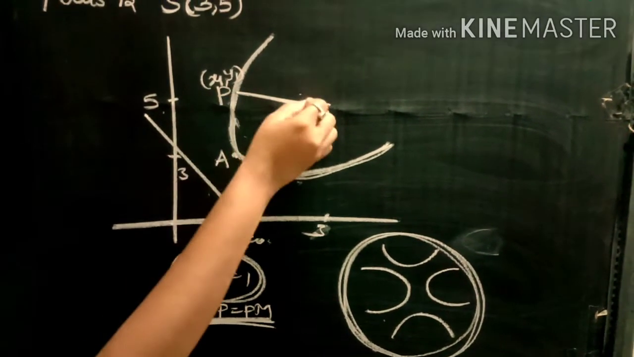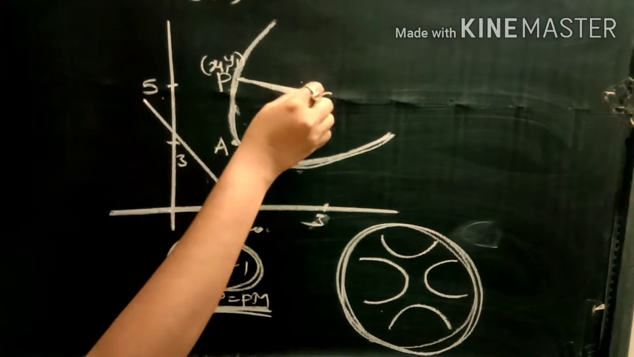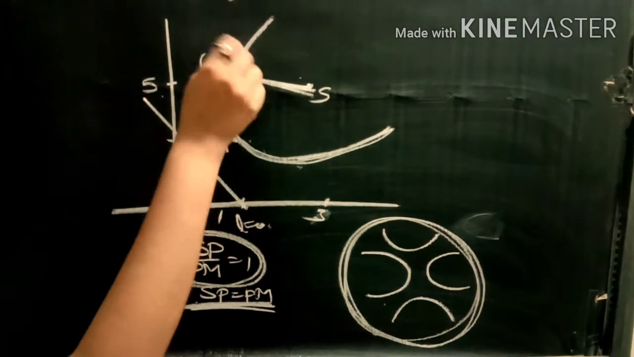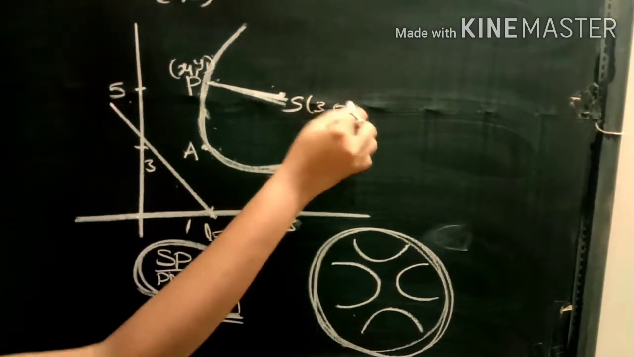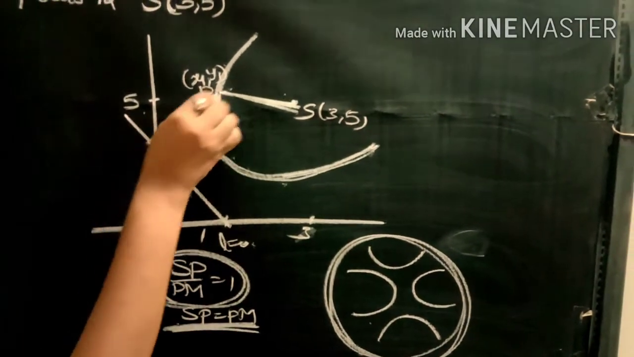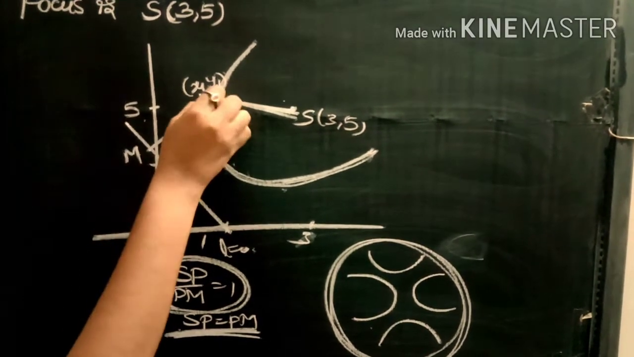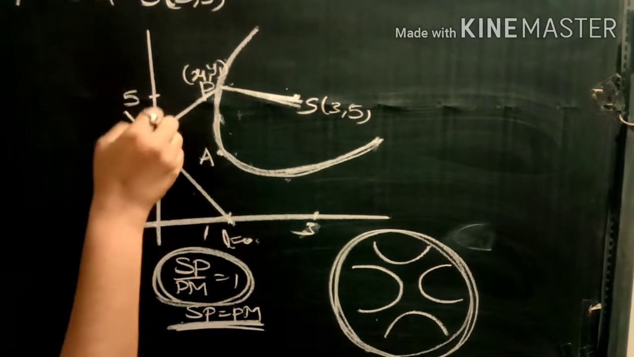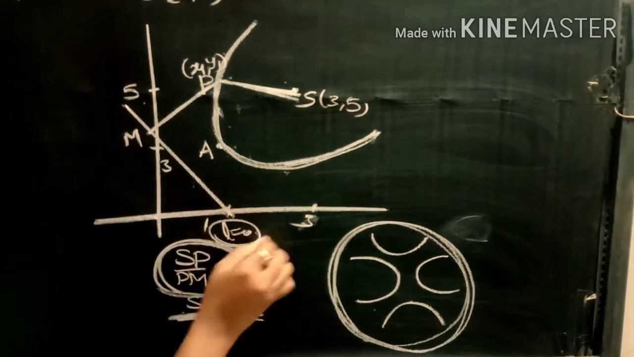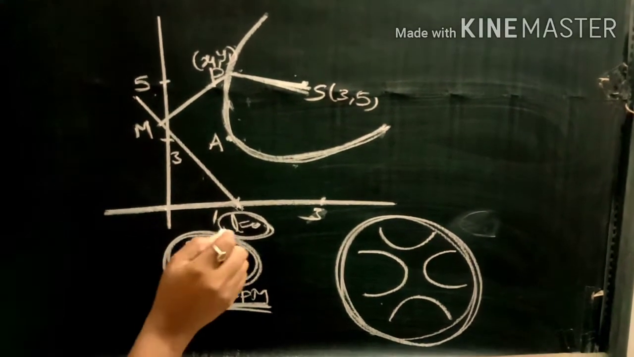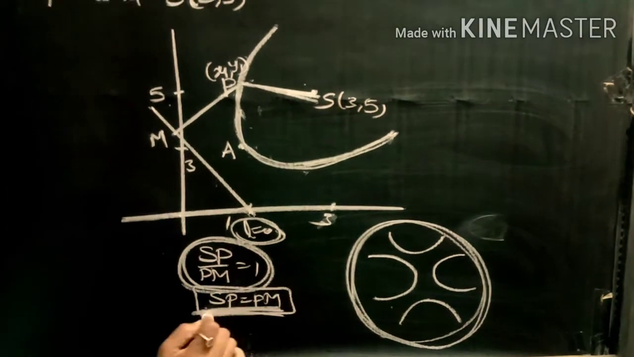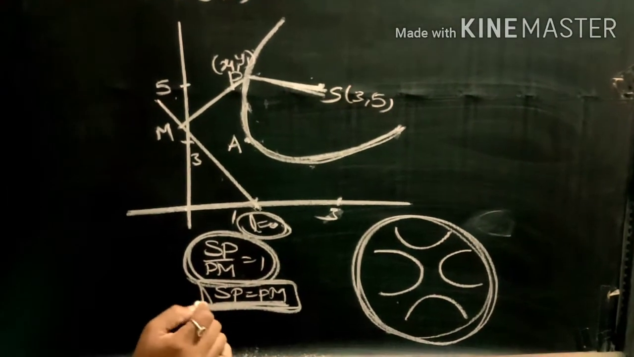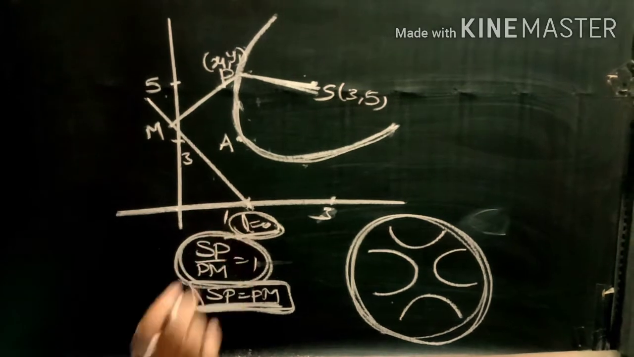So what is SP? SP is nothing but the distance between the points S and P. Here we take P as (x1, y1), and S is (3, 5), which is already given. Now what is PM? PM is the perpendicular distance from the point P to the directrix. So to find it, first we want the equation of the directrix, and after that we apply the condition SP is equal to PM.